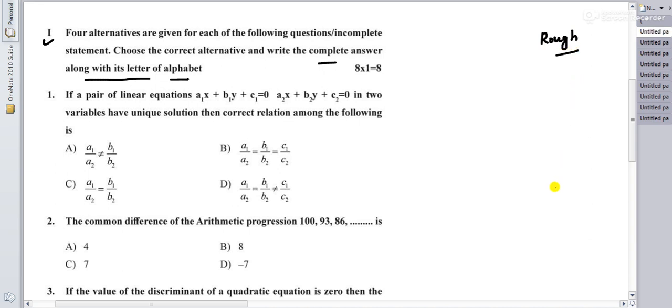Okay, it will be provided either on the right side or at the bottom part. The rough work part, you can write it there. Okay, so let us start with the first question.